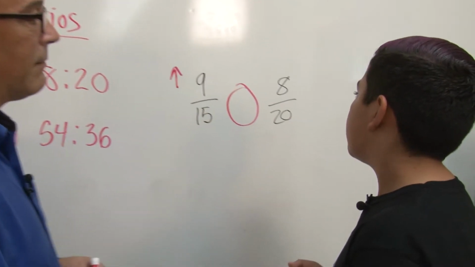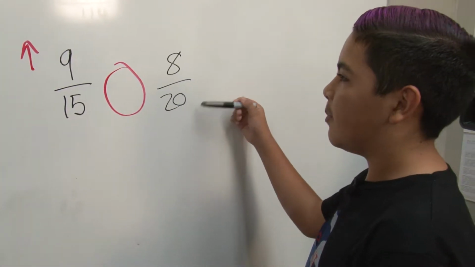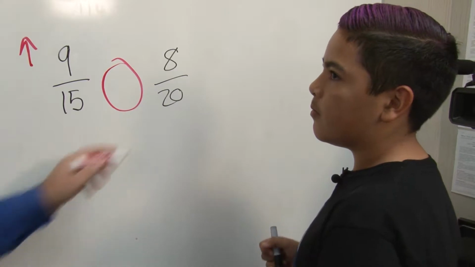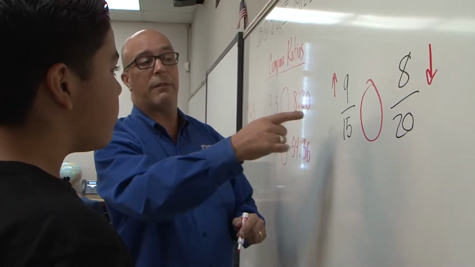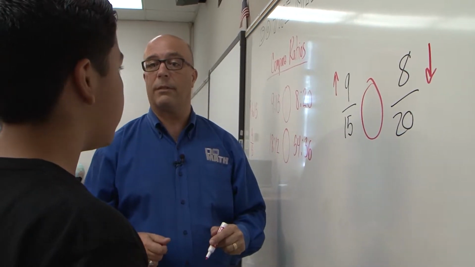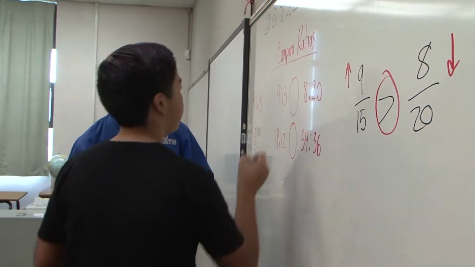Okay, what about the other side? This would be 10, and 8 is less than 10. Okay, so this one is less than half. So which one of these would be greater? Right. This. Okay. All right, so go ahead and put the symbol in there.